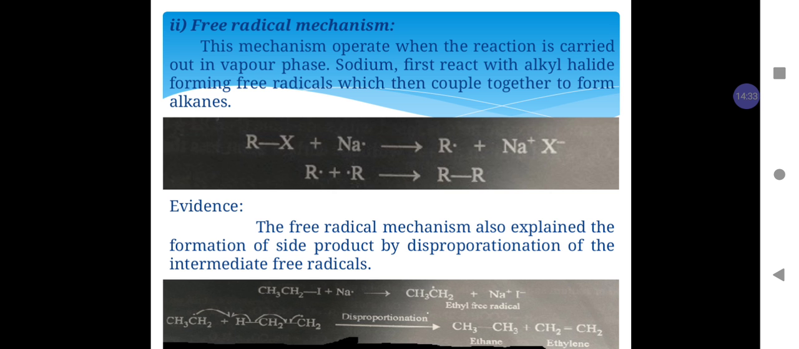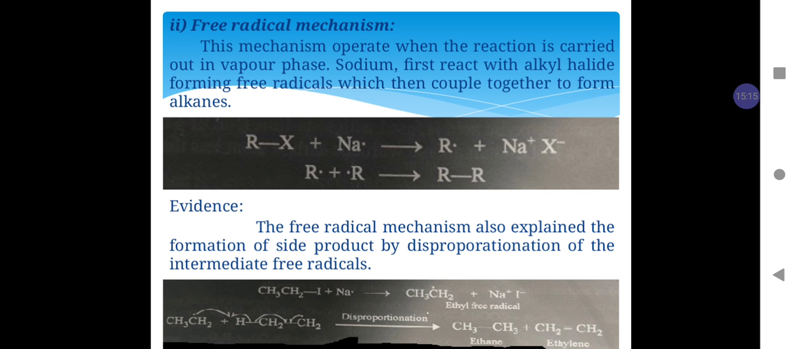The second mechanism is the free radical mechanism. The free radical mechanism operates when the reaction is carried out in the vapor phase. In this mechanism, sodium first reacts with alkyl halide forming a free radical, and these free radicals then couple together to form alkane. As shown in the diagram, alkyl halide reacts with sodium to form alkyl radical and sodium halide. This alkyl radical then combines with another alkyl radical to form alkane.